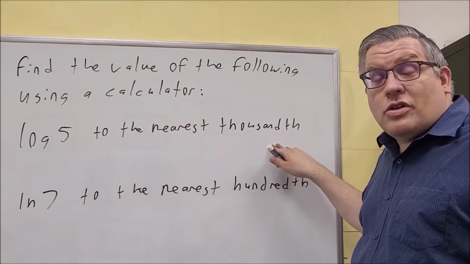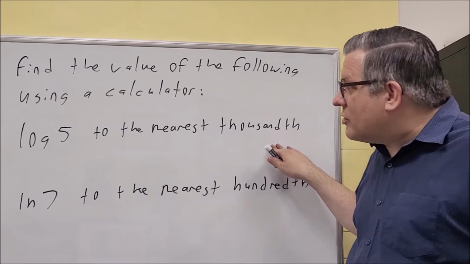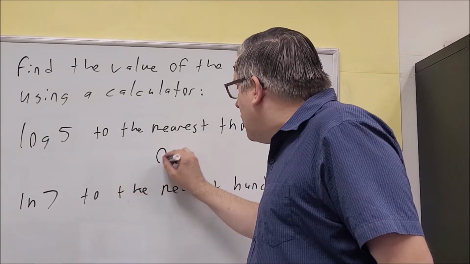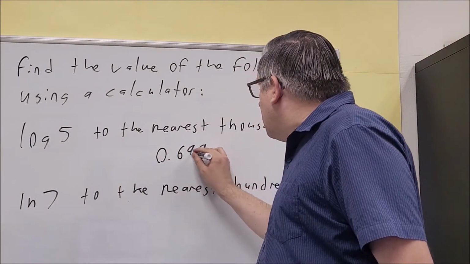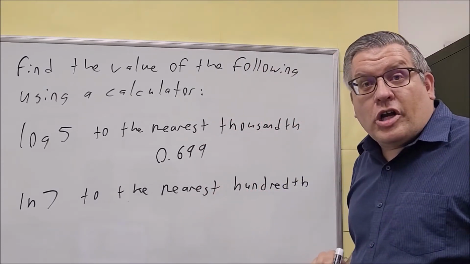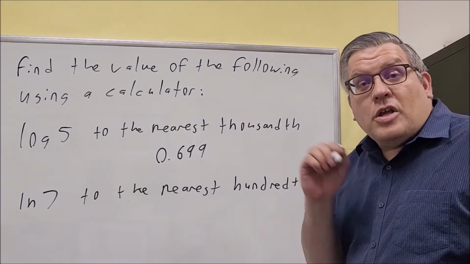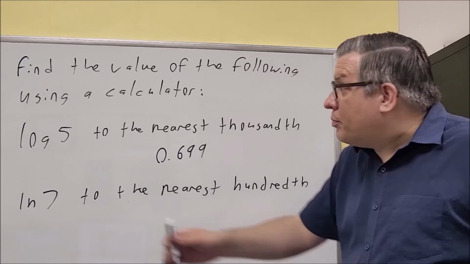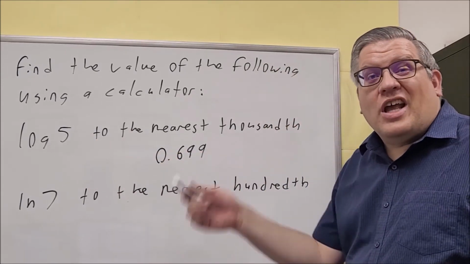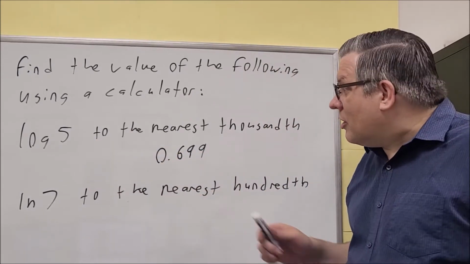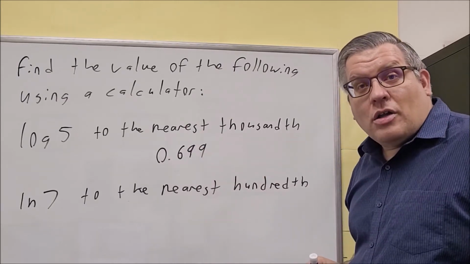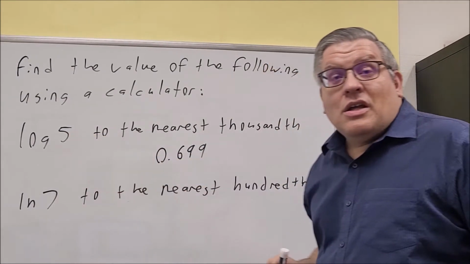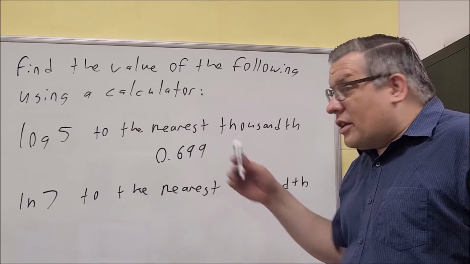This one needs to be rounded to the nearest thousandth, so that's 3 decimal places. You should be getting 0.699. Now, if you tried this on your calculator and got an error, that means you have a special calculator that requires you to put the number in first and then the log afterwards. So put 5 in there first, then hit the LOG button to get the answer.